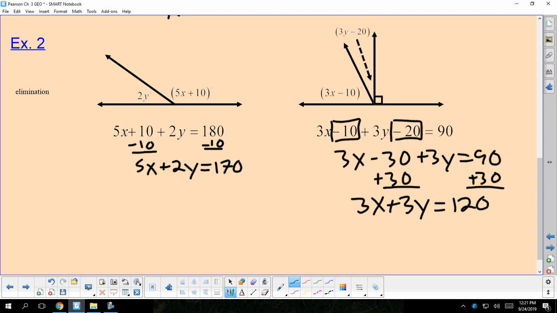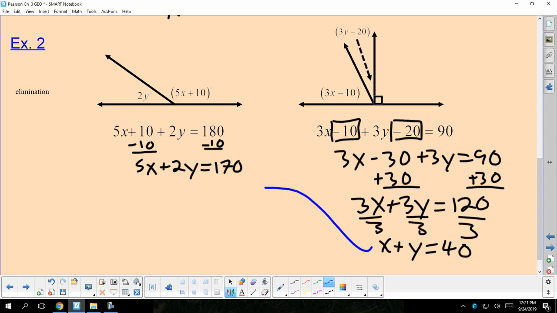So what I'm going to do to that one is I'm going to divide everything by 3. Right? I like to keep it simple, simplest form as possible. Right? The 3 can come out of everything. So I get x plus y equals 40. I'm going to take that, I'm going to move this on over here, and set up for elimination.